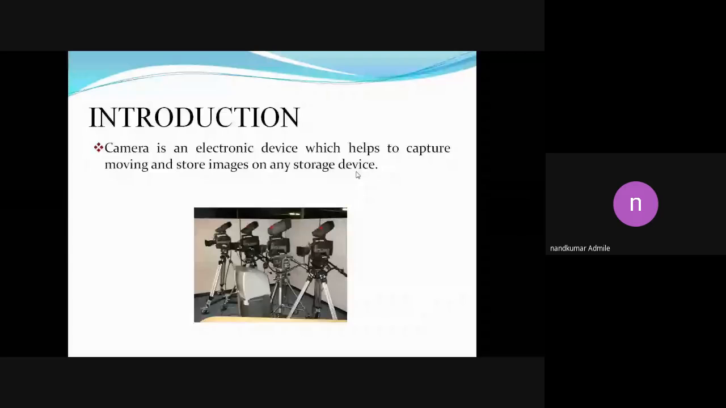Before starting with the working principle of the video camera, we have to define the word camera. Can anyone define the definition of a camera? What is a camera? What is a video camera? Can anyone define?